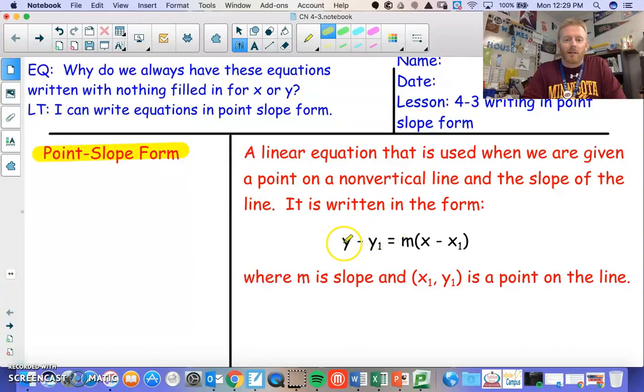Now point slope form is this right here. It's y minus y1 is equal to m times the quantity of x minus x1. x1 and y1 are points on the line that has the slope of m. So we'll be able to use that information to make things work for us. Now, it's important that we know that the line is not a vertical line. So that's going to be helpful for us.